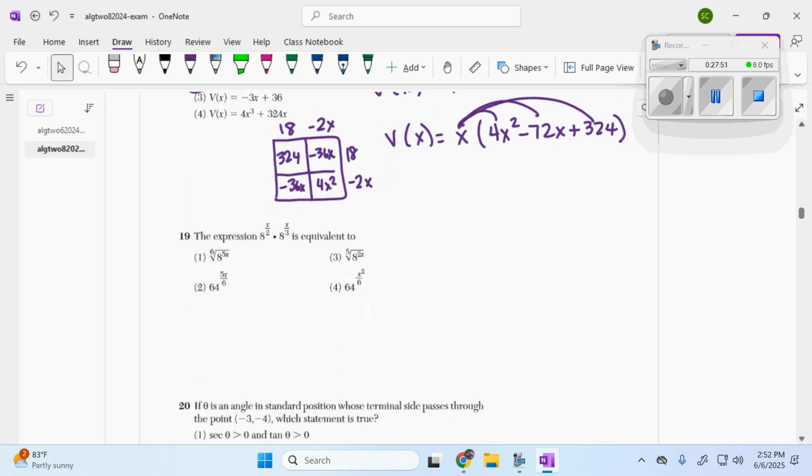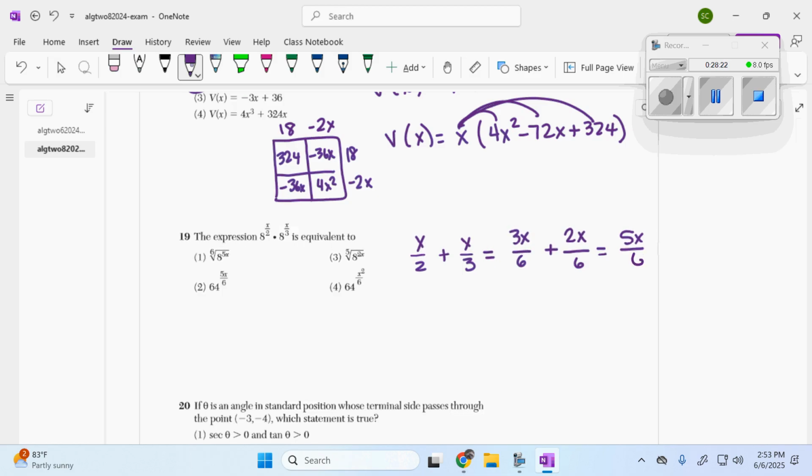The next one is asking us again to use exponent properties, so we see the same base. When we're multiplying things with the same base, we're going to add the exponents. So I'm going to say x over 2 plus x over 3. Well, to add these, we need to make a common denominator, so I want to make them both 6. To do that, I would have to multiply this first fraction by 3, so that would make this 3x. The second fraction I'd have to multiply by 2, so that would make that 2x. So in total, this is 5x over 6. That's just adding the exponents together.